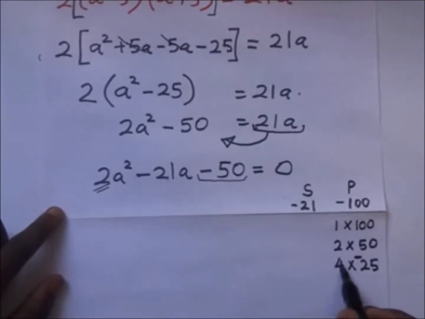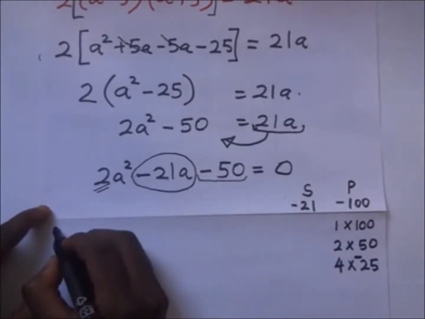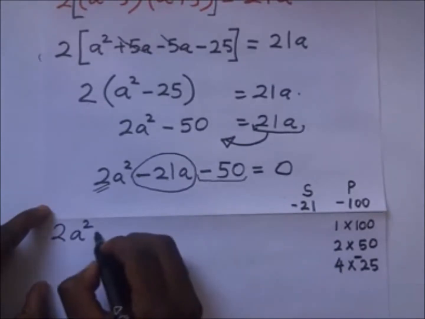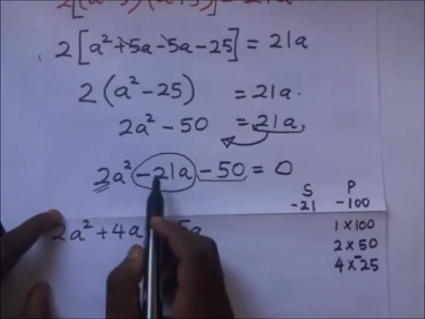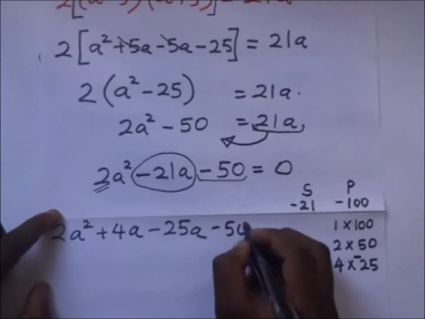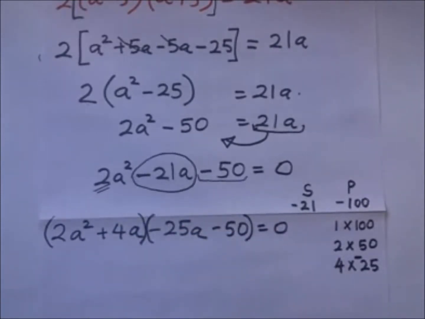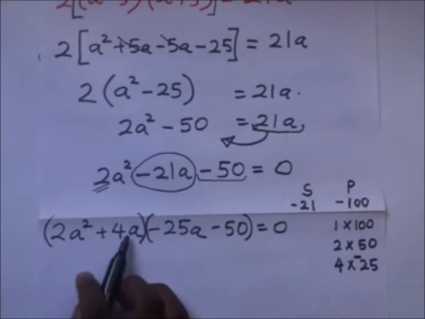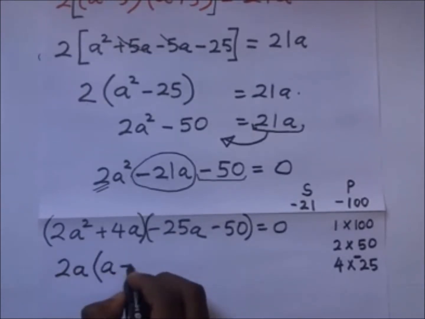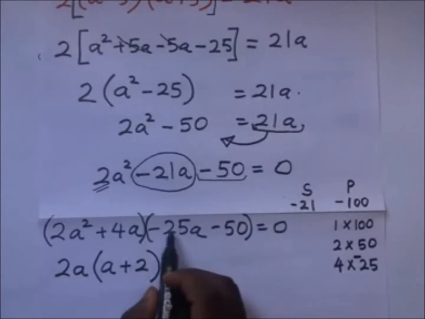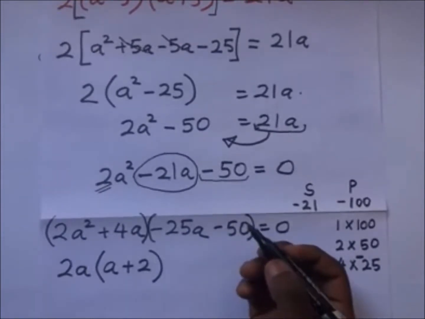We will use these two to displace this middle term. So our next step will be 2a squared plus 4a minus 25a. Now this serves to displace that. Then minus 50 is equal to 0. So we go ahead and factorize, put these into brackets, these ones also into brackets. The common factor here is 2a, so we put 2a outside the brackets into 2a squared divided by 2a is a, plus 4a divided by 2a is 2. Then the common factor here is 25, so we put negative 25 outside the brackets.